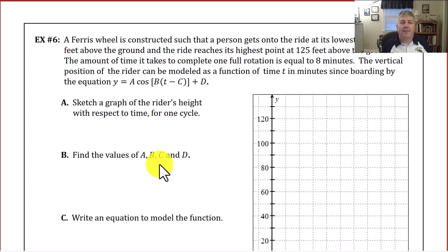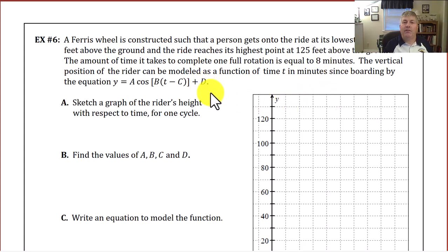Example 6 is a Ferris wheel question. A Ferris wheel is constructed such that a person gets onto the ride at its lowest point, 5 feet above the ground, and the ride reaches its highest point at 125 feet above the ground. So we're going to go a total of 120 feet. The amount of time it takes to complete one full rotation is 8 minutes, so we'll reach our highest height halfway through at 4 minutes.